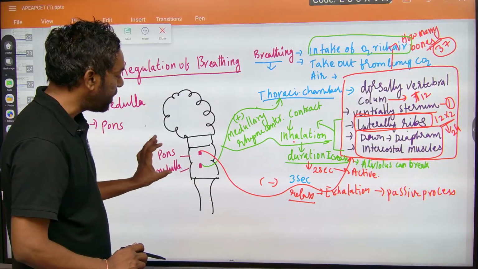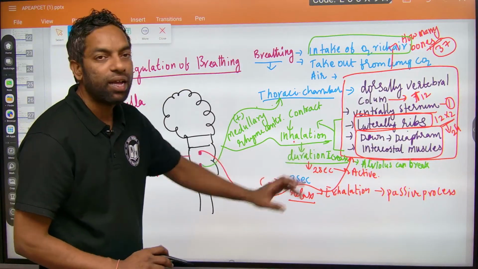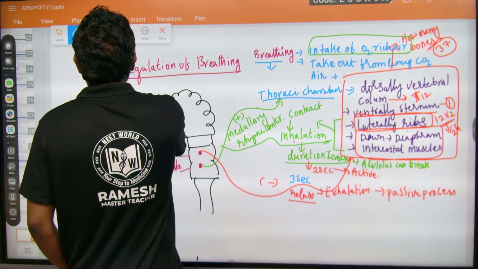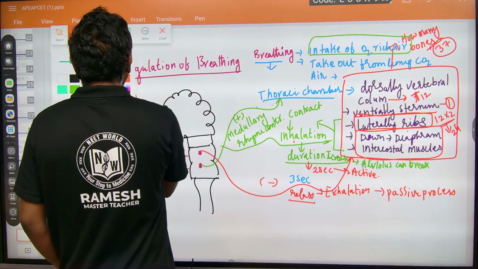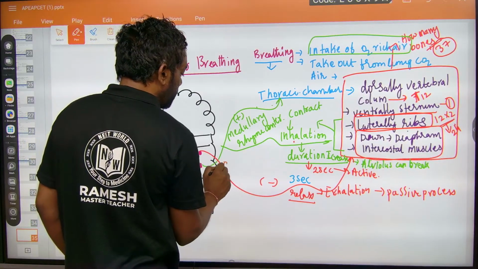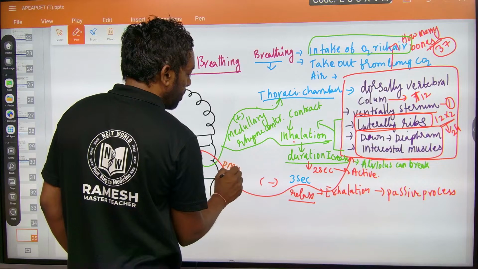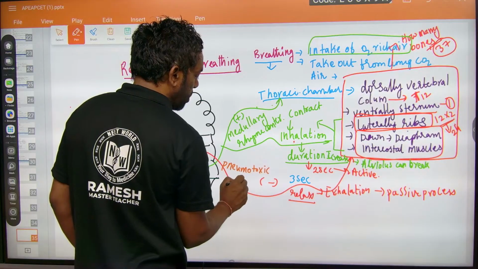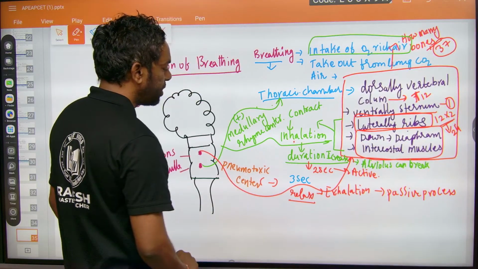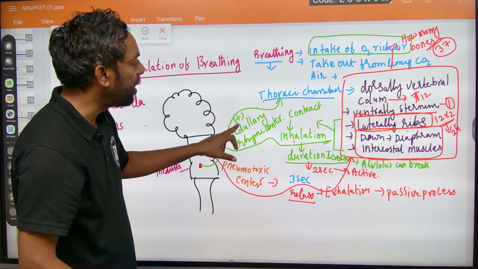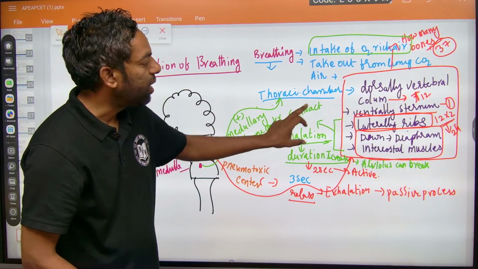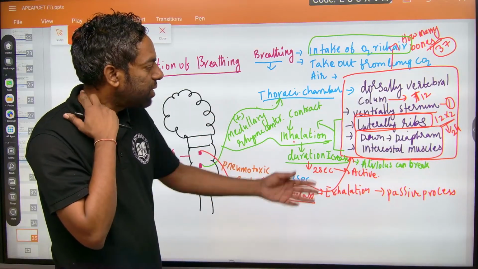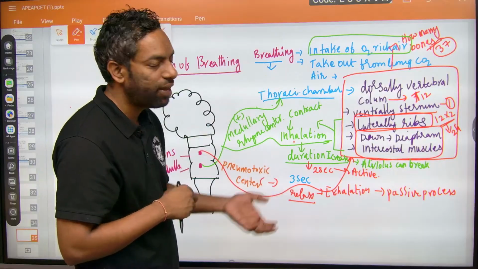Firstly, the pons gives the negative feedback. This is the pneumotaxic center. The pons which gives the negative signal is the pneumotaxic center. This is the medullary rhythmicity center. They give the positive signals to the thoracic chamber. That is, the intercostal muscles and diaphragm contract, giving the inhalation process.